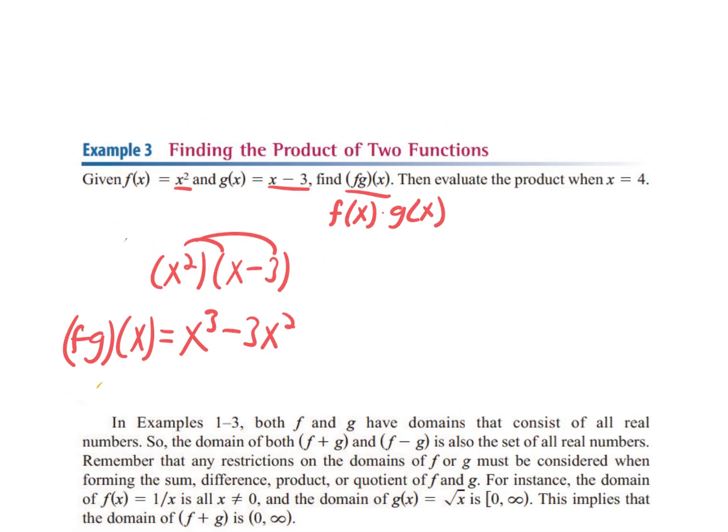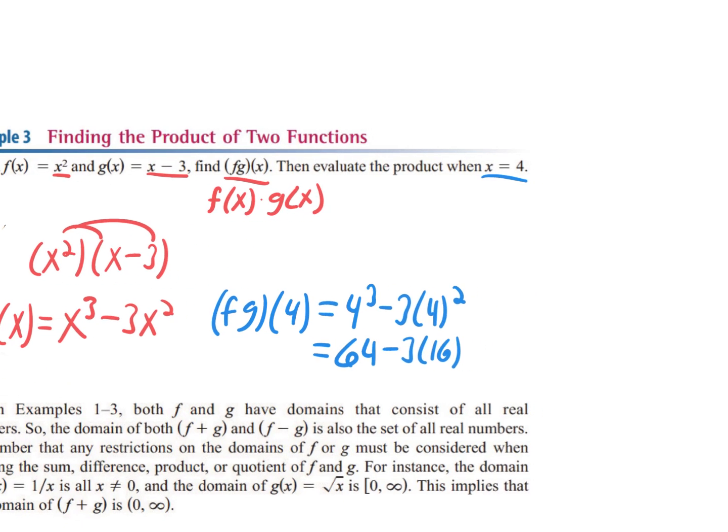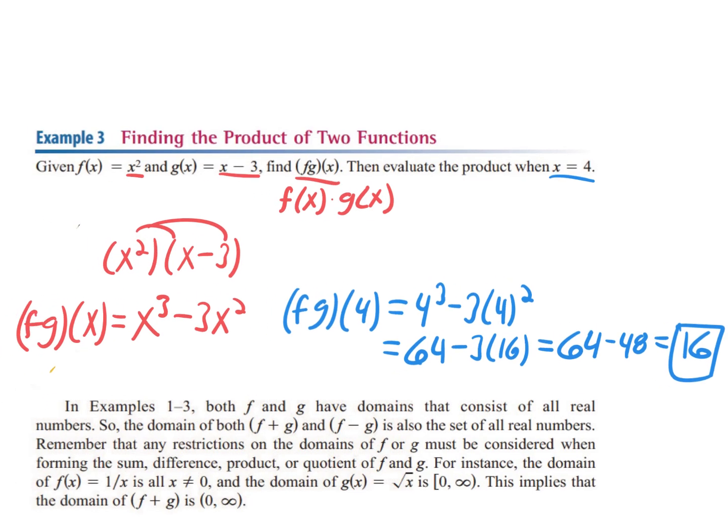All right, and we can evaluate that at x equals 4. You're just going to plug in 4 everywhere that you see an x. So this is going to be 4 to the power of 3 minus 3 times 4 squared. Simplify that and you get 64 minus 3 times 16, which is 64 minus 48, and then you get 16 as your final answer.